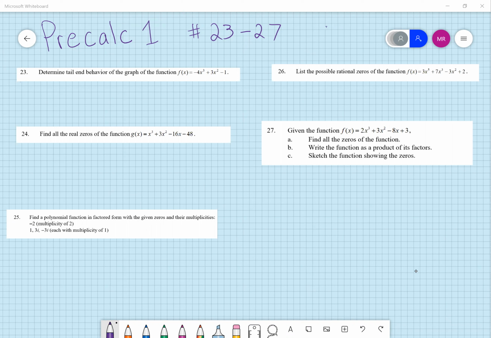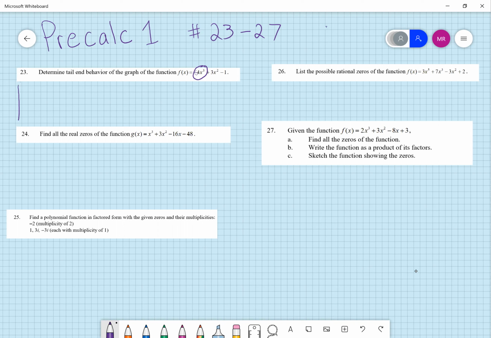4x cubed, and so on. Really, the only thing that we need to worry about right here is the leading coefficient with the highest exponent. So our exponent is odd because it's x to the third, and our coefficient is negative because it's negative 4x.